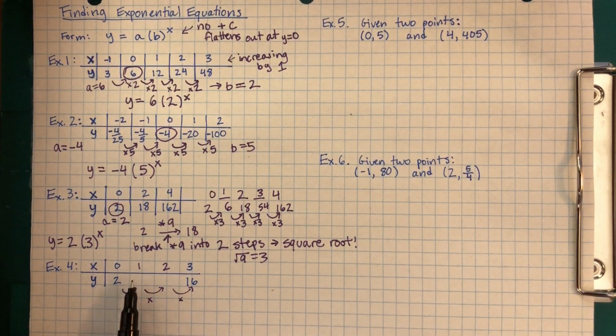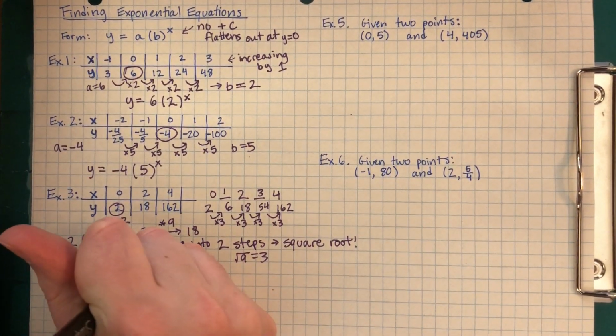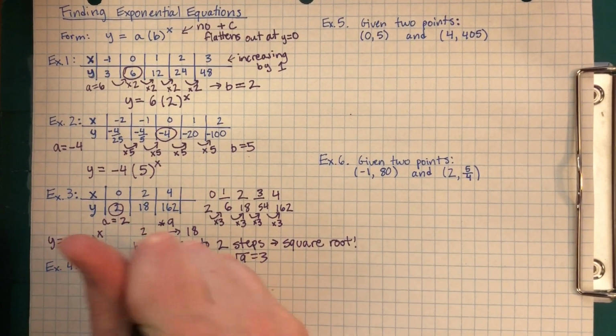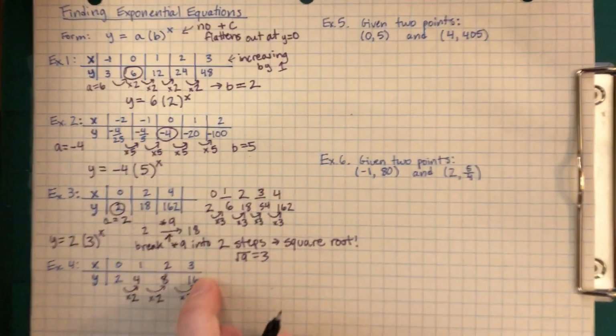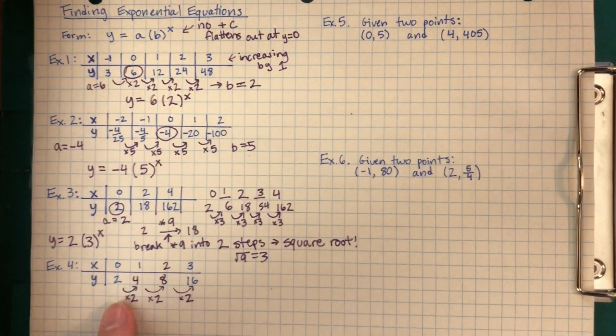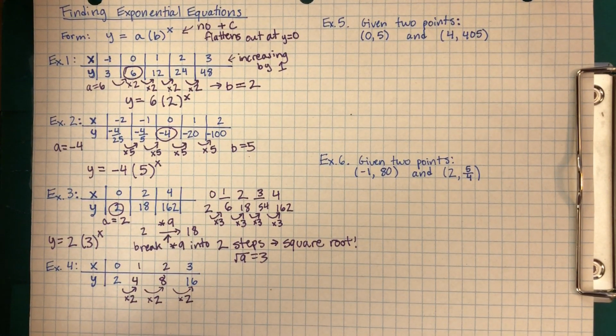So 2 times 2 would be 4, times 2 would be 8, times 2 would be 16. So I can multiply by 2 to get 4, by 2 again to get 8, by 2 again to get 16. This works. I multiply by the same number each time for each step. So that works okay. But let's try to see if we can think about it in a way that we didn't have to guess and check.